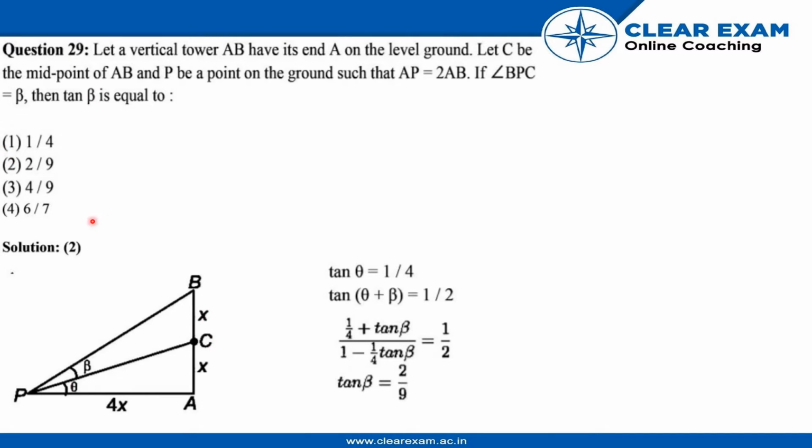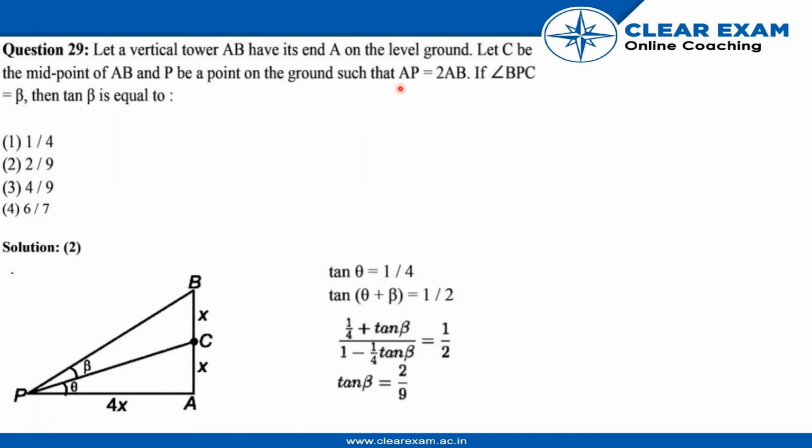So the given figure is as follows. The triangle PBA, A is the tower and PA represents the level ground, right? So if we say that C is the midpoint, we choose a point C, that is the midpoint of AB, and join it with the vertex P such that CB equal to x and AC equal to x, right? So the complete length of AB is 2x.